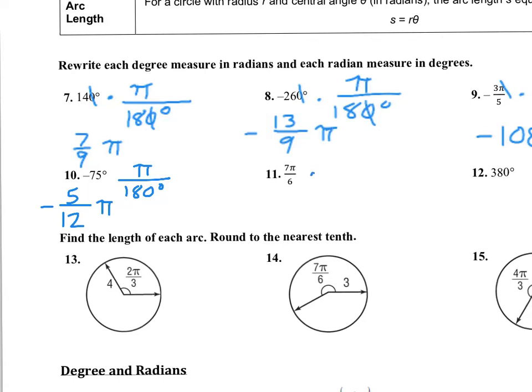Number 11 is in radians, so we put radians on the bottom. Pi's cancel out. 180 divided by 6 is 30. 30 times 7 is 210 degrees.